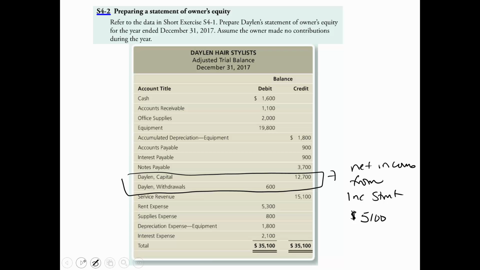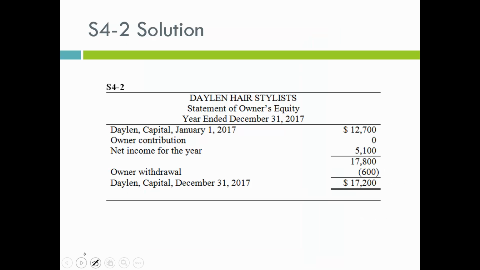So then I have what I need to get the statement of owner's equity. Here's my beginning balance. There were no contributions, and I added net income. Here's what I subtracted. So what I started with plus what I added minus what I subtracted gives me my ending capital balance, and this is what will go on the balance sheet.